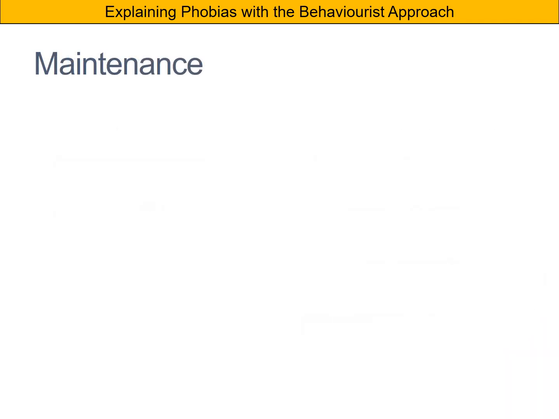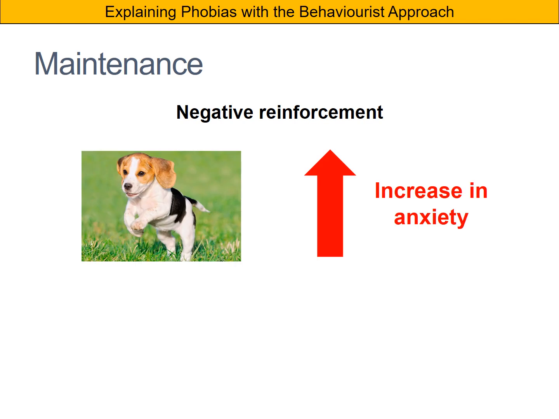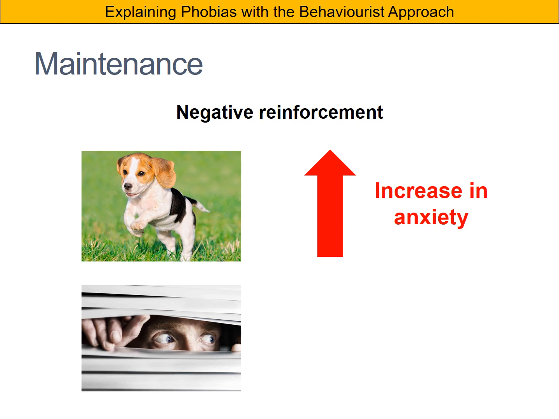The maintenance of a phobia happens through operant conditioning, and specifically in this case through negative reinforcement. Now remember, negative reinforcement is the removal of a negative situation, and in this case the negative situation is the increase in anxiety that an individual would experience when they're placed in the vicinity of their phobic object. So in our example that's a dog. So if they see or they're around a dog, anxiety increases, and that encourages the individual to show avoidance behaviour or to move away from that particular stimulus.